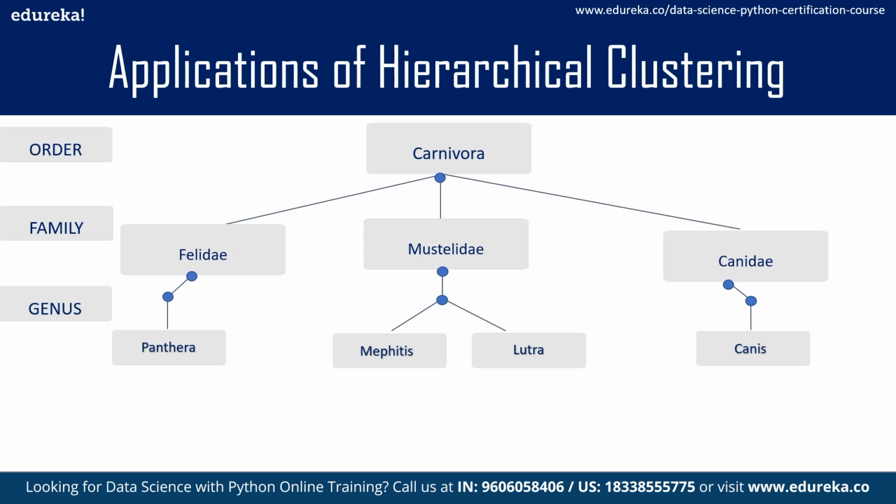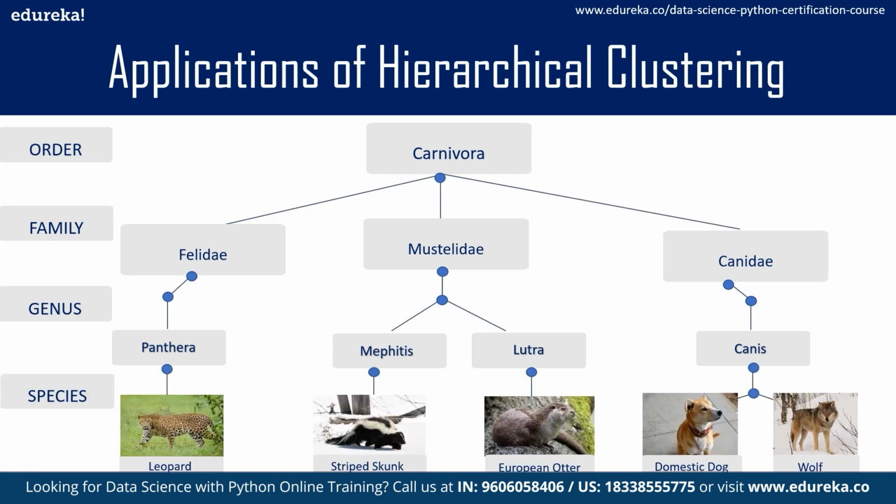And again, this has been further divided into species. So until we get individual clusters of these species, we will keep on clustering them into various levels. So the species are leopard, striped skunk, European otter, and in Canis, we have domestic dog and wolf, right? So domestic dog and wolf share some similarity. That's why they have been clubbed into the same species.